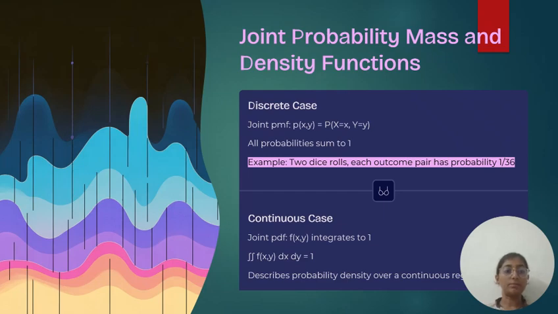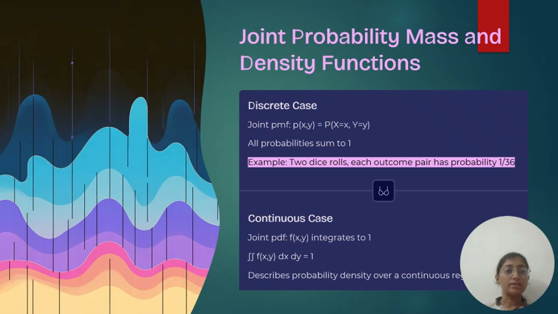For example, for two paired dice, the probability of rolling specific pairs such as 2, 5 is 1 by 36, and there are 36 possible pairs, each equally likely. The marginal PMF for X can be obtained by summing over all possible values of the other variables.